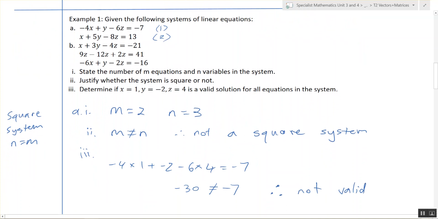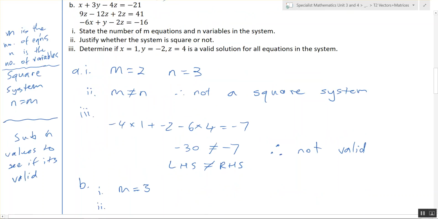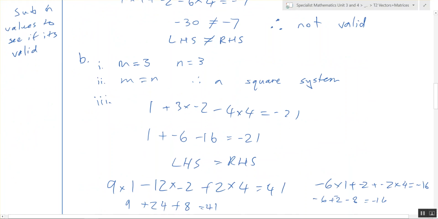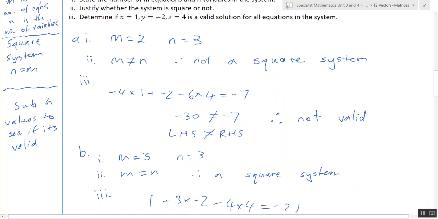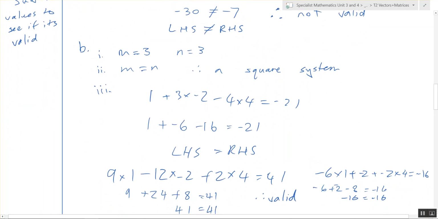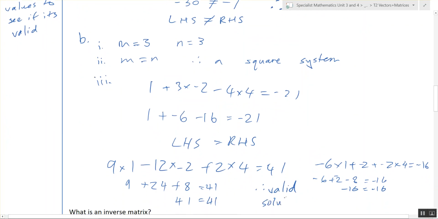So the left-hand side does not equal the right-hand side, so it's not valid. And n is equal to plus 3, that's a negative 2. Therefore, valid. Okay? So that's like the basics.